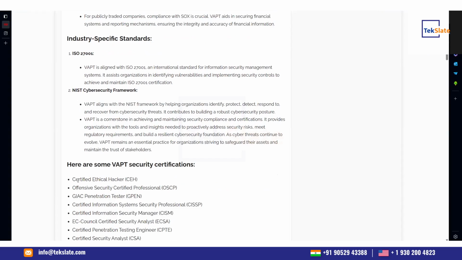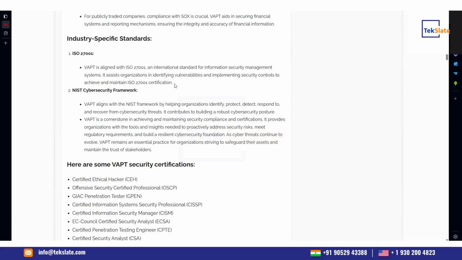Next are industry-specific standards, the first one being ISO 27001. VAPT is aligned with ISO 27001, which is an international standard for information security management systems. As you can see, some companies have ISO, so they are verified by the government. As you can see, our MindMagix is also verified by ISO 27001. VAPT also assists organizations in identifying vulnerabilities and implementing security controls to achieve and maintain ISO 27001 certification.